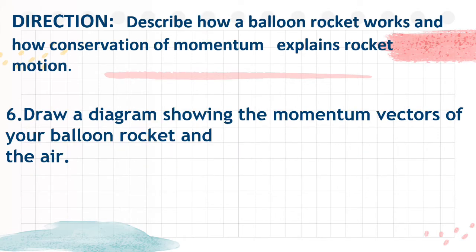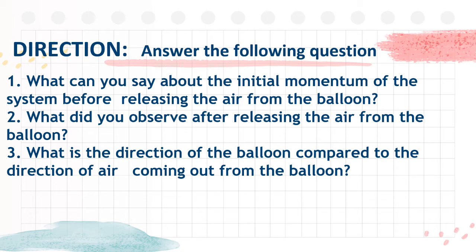And lastly, draw a diagram showing the momentum vectors of your balloon rocket and the air. Answer the following questions. For the first question, what can you say about the initial momentum of the system before releasing the air from the balloon?